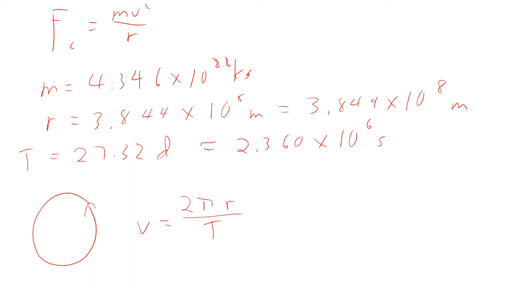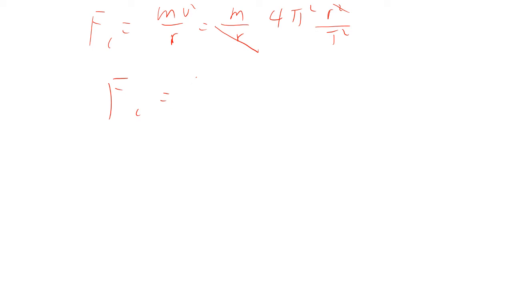So v is 2 pi r over T. So v squared is 4 pi squared r squared over T squared. So that means that Fc, mv squared over r, is going to be equal to m over r times 4 pi squared r squared over T squared. So one r cancels that r up there, and so the centripetal force becomes 4 pi squared m r over T squared.